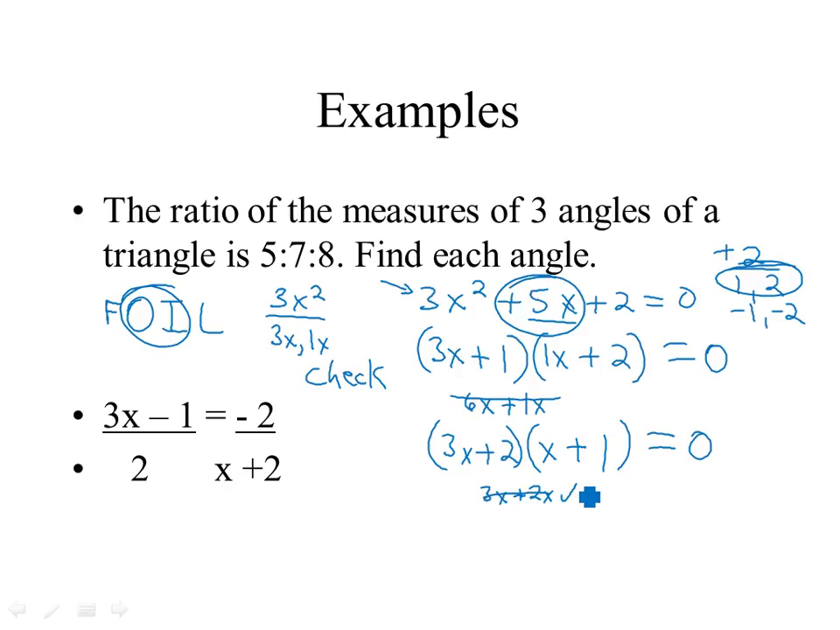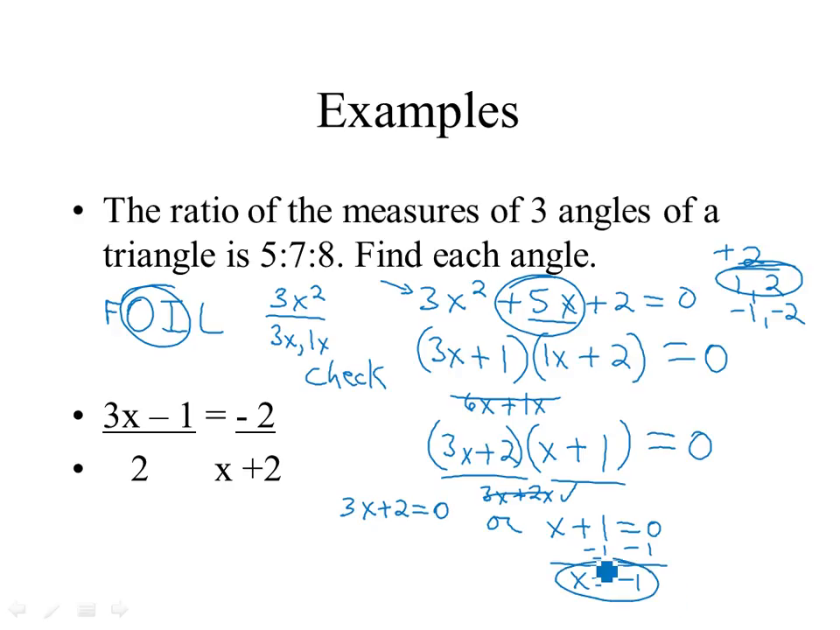That's our factored form. Is it solved? No. Now what you do, this is what was on the back of the E-Day, you split it up. 3x plus 2 equals 0, or, what's my other equation going to be? x plus 1 equals 0. Let's solve that one first, it's easy. x equals, what's x equal? Negative 1, that's one of our answers.